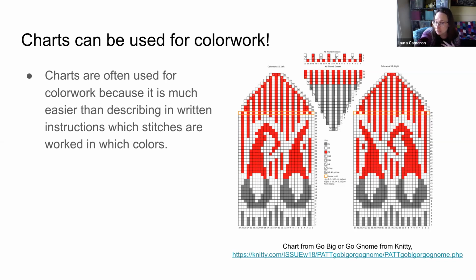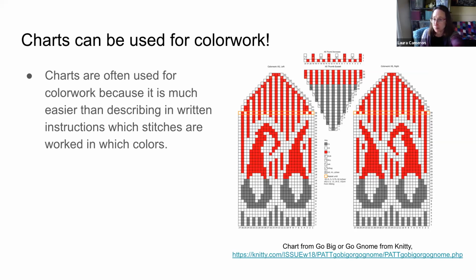In your key, you're going to have colored boxes that tell you which colors, and that's going to correspond to the colors you're working with in your pattern. And then you're just going to have your regular stitches. So these are from Go Big or Go Gnome. They are mittens. What you can see is you've got these great little gnomes and lots of little color work. You're never working more than 2 colors per row, which makes it much easier than it appears at first.